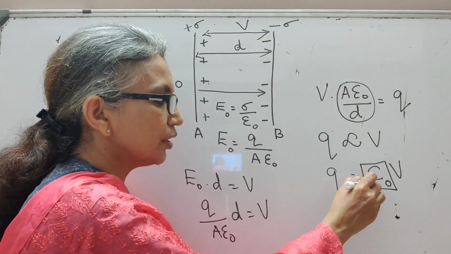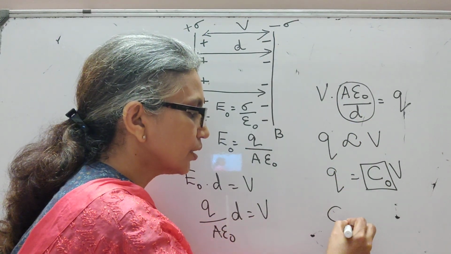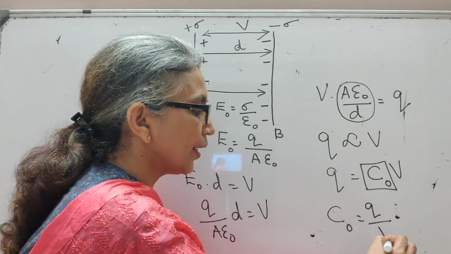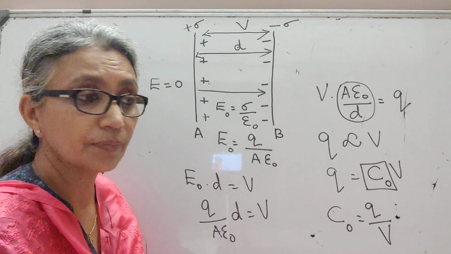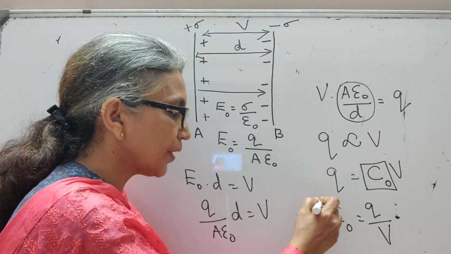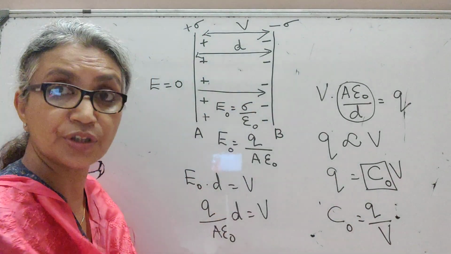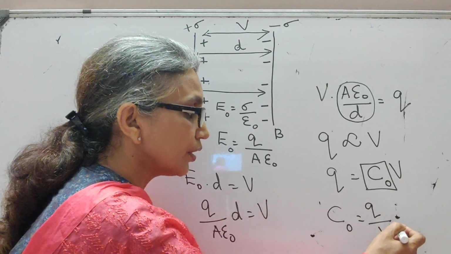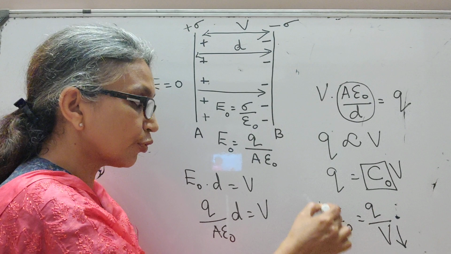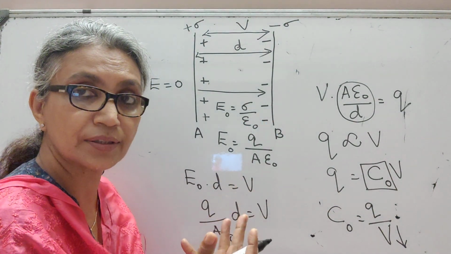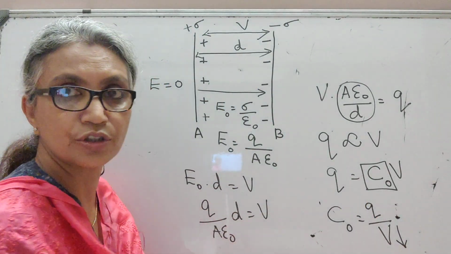This capacitance C naught is A epsilon 0 by D. From this equation we see C naught is equal to Q by V. This equation is of great practical importance because it tells you that if the capacitance of the capacitor is high, then you may hold a large amount of charge on the plates at relatively smaller potential difference. So if you have large capacitance, if the ability of the capacitor to hold charge is large, you can store a large amount of charge at low potential difference.